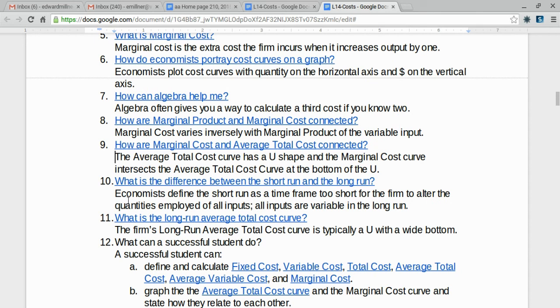Economists define the short run as a time frame too short for the firm to alter the quantities employed of all inputs. All inputs, on the other hand, are variable in the long run. The firm's long-run average total cost curve is typically a U with a wide bottom.